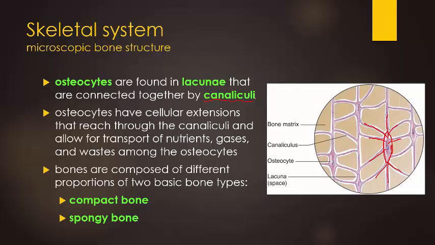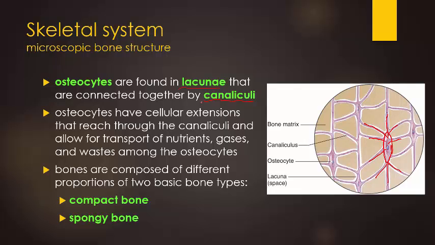So osteocytes are the bone cell. They're found in their own little chambers called lacunae, and the chambers are connected together by canaliculi, and the osteocytes have extensions off their body that they use to share nutrients and wastes and gases with other osteocytes so that they can get material out of the blood to them wherever they are isolated in the bone, and then get their waste products delivered back to the blood.